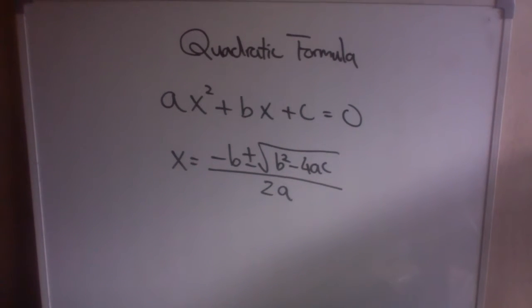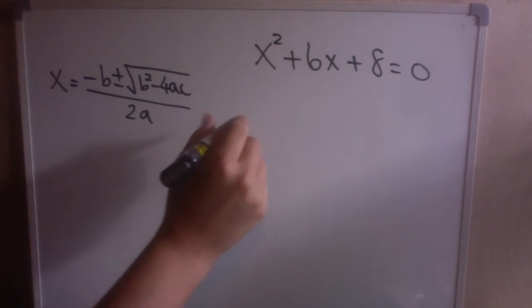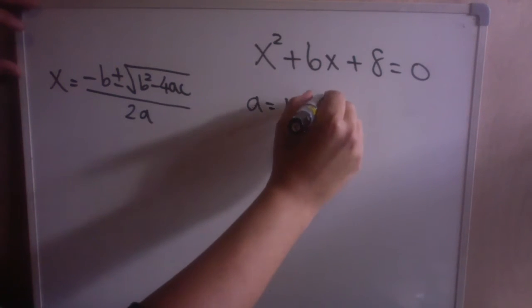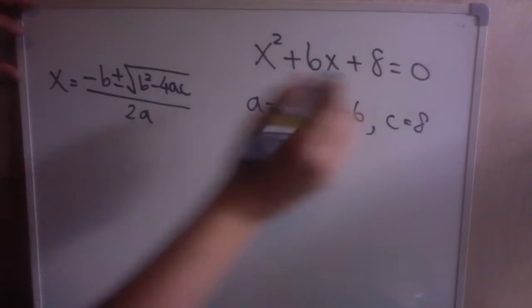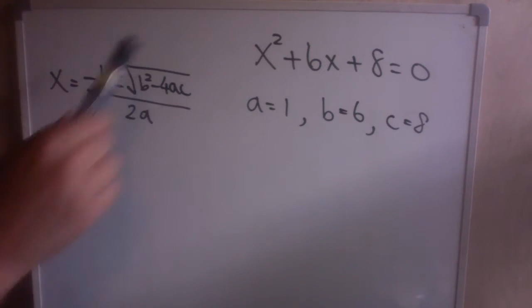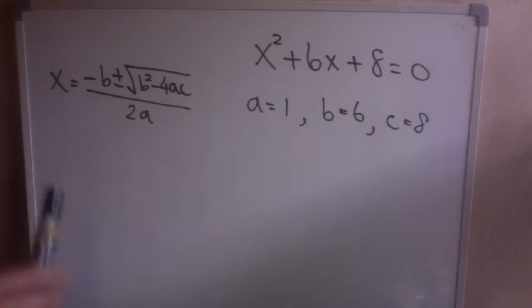So let's solve a few examples. Here's the first example. We have x squared plus 6x plus 8 equals 0. Using the quadratic formula that we have here, we're going to solve this equation. Here we have a equals 1, b equals 6, and c equals 8. These are the corresponding coefficients and constants in the original equation. We're going to plug these into the formula to solve the equation.